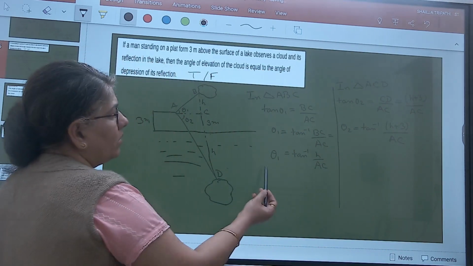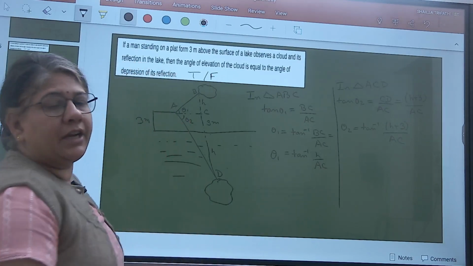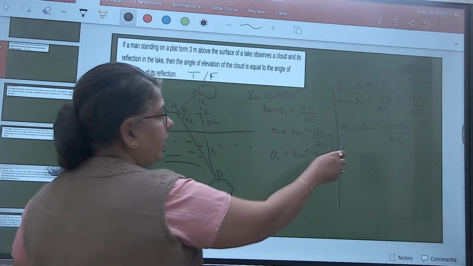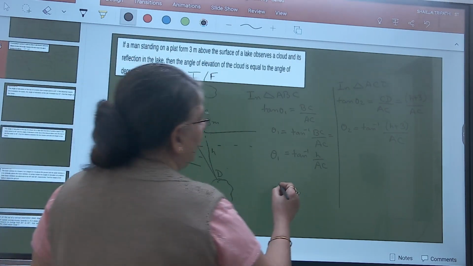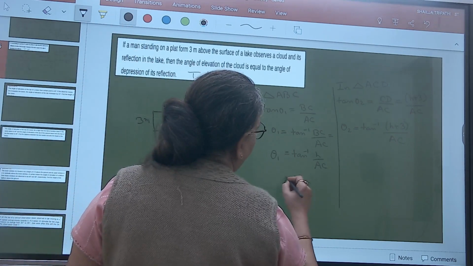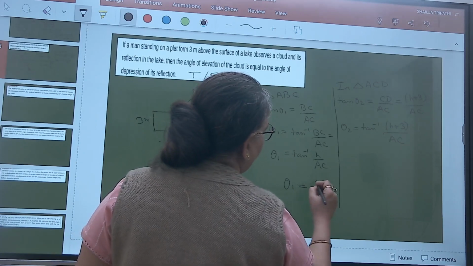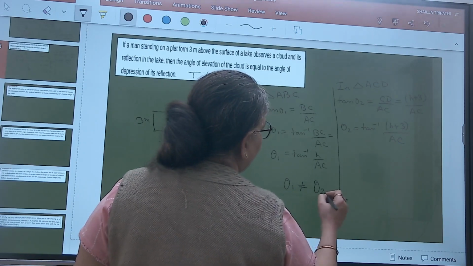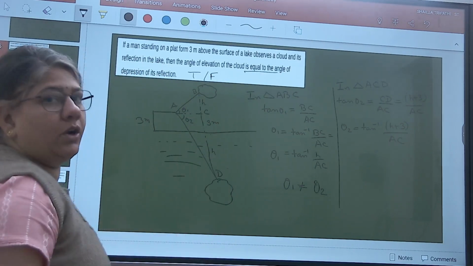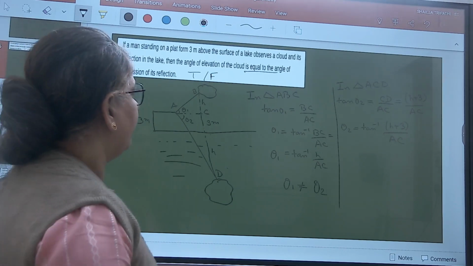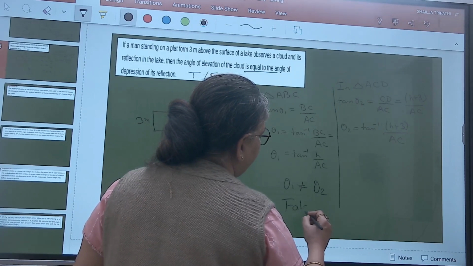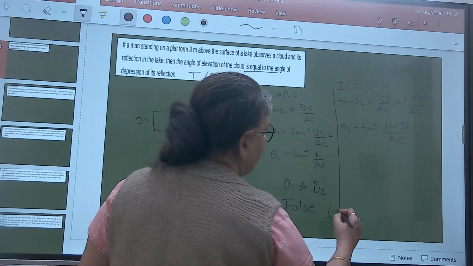Now compare the values of theta 1 and theta 2. On comparing, we see theta 1 is not equal to theta 2. So the statement that both the angle of elevation and angle of depression are equal is false. So the statement given in the question is false. So this will be your answer.